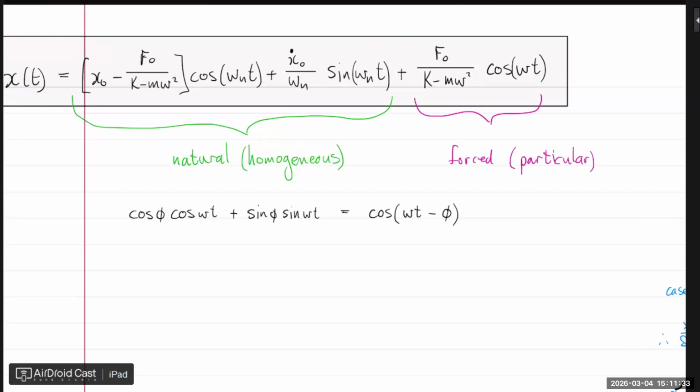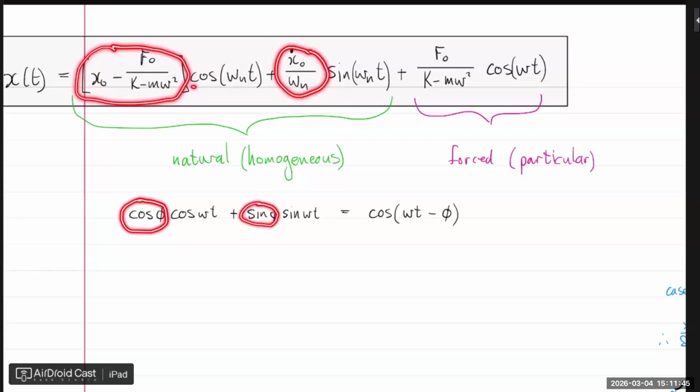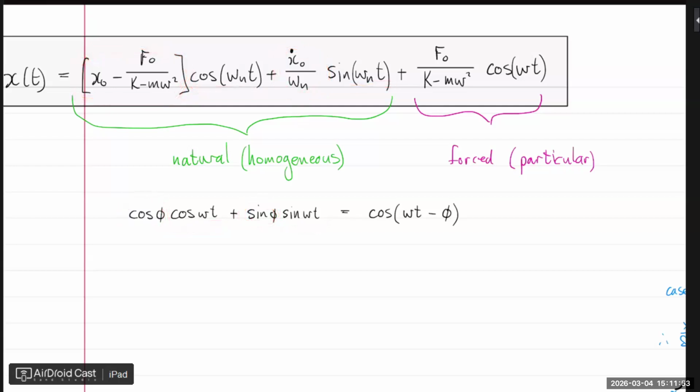Now, from this green part, what do you see? This is just a number. This is just a number. And then I have that cos part, and I have that sin part. You see? So I'm going to say this can then just be written as some sort of number, A, whatever that A is, then cos of omega n t minus another angle phi.